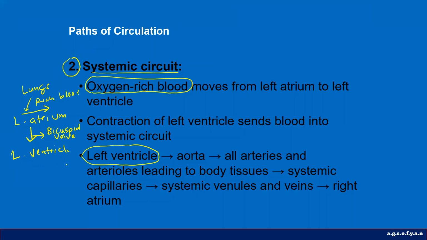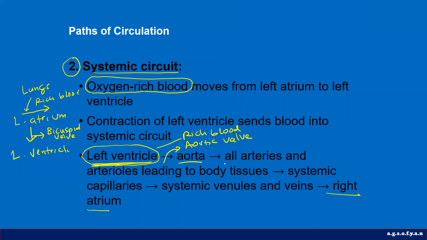From the left ventricle, the blood will be pumped to the whole body. Therefore, this systemic circuit starts from the left ventricle, and it will end at the right atrium. The left ventricle will have rich blood, and then it will pump into the aorta. This is the biggest artery in our body. Between the left ventricle and the aorta, there is a valve. It's called the aortic valve. So the blood will pass this valve to the aorta.